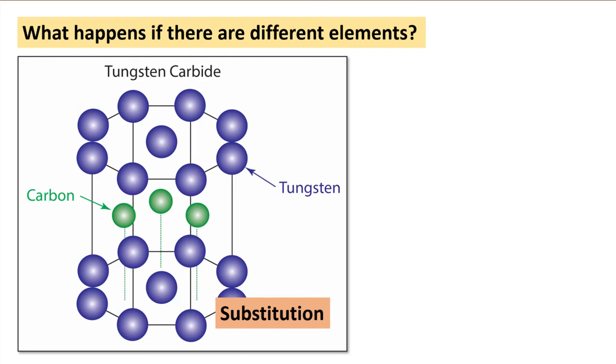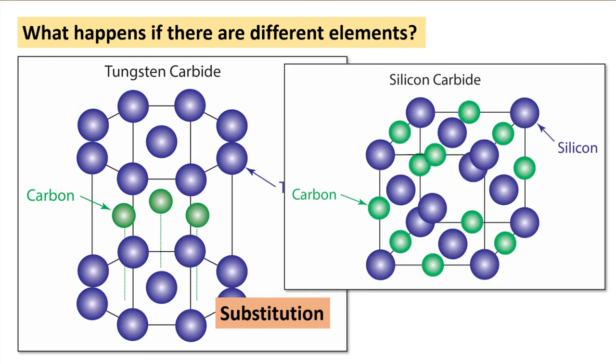Two, the other element takes up positions in a place that is not a normal lattice position, like in the case of the ceramic silicon carbide. In this case, the silicon takes all the normal face-centered cubic positions, and the carbon takes up the spaces along the sides of the cube, the spaces in between. These spaces are called interstitials.